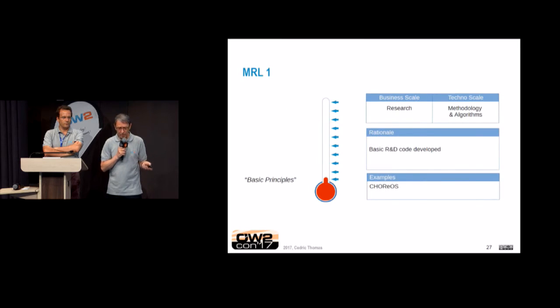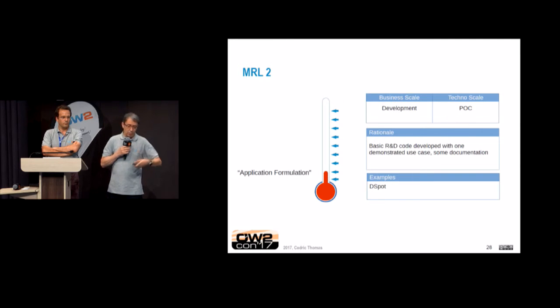So the level 1. Oh, and on the right you have the keywords from the NASA TRL thing. So basic principles, for us it's research in terms of technology. From the business perspective, we're still in the research stage. In terms of technology, we've developed the key algorithms. So it's basic code developed, and we have many of these collaborative projects that don't go much further than that, actually.